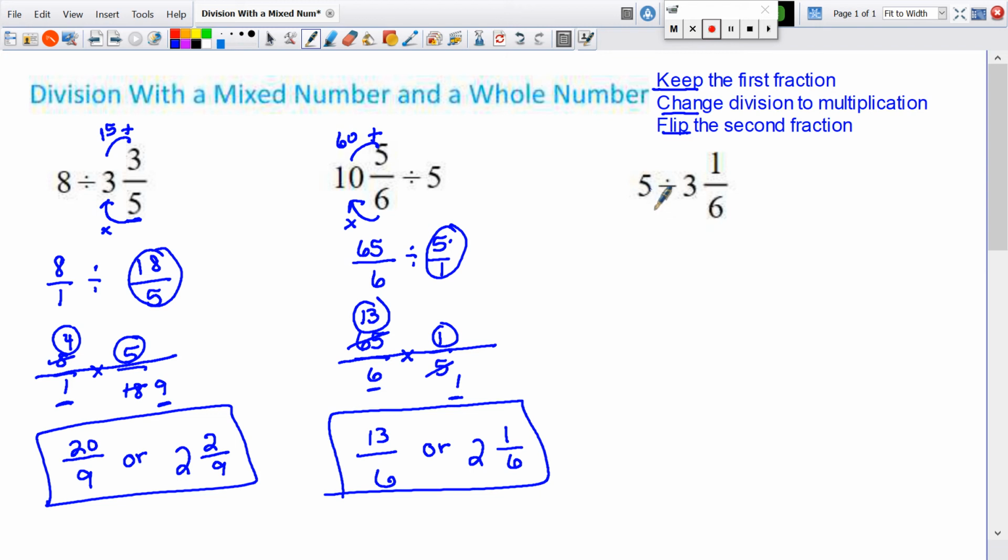Okay, on the next one, the 5 is not a fraction, so put a 1 underneath it. Divided by, keep the same denominator, multiply. 6 times 3 is 18, and add. 18 plus 1 is 19. Now, keep the first fraction, change division to multiplication, and flip the second fraction.